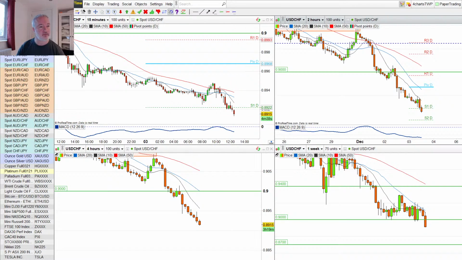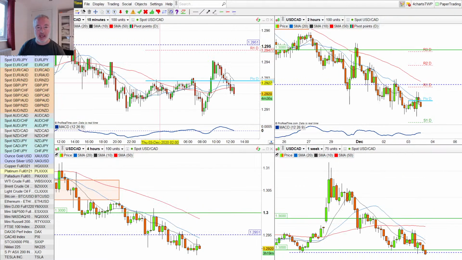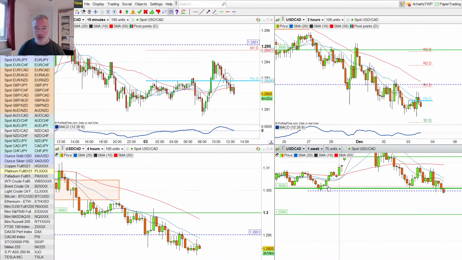But I like that. Dollar Swissy looking good, man. Dollar CAD, it's also starting to push through its lows there. I put in a level there that I wanted to watch. So again, this is now coming on to the watch list.